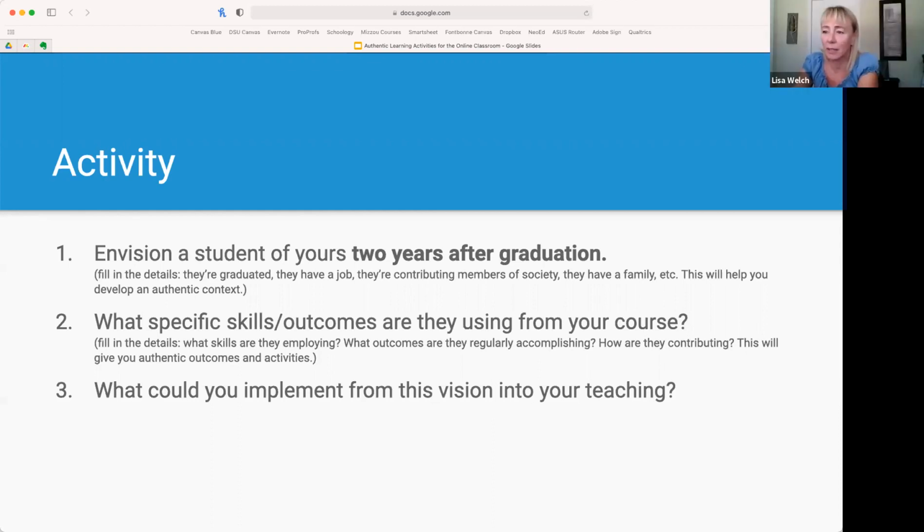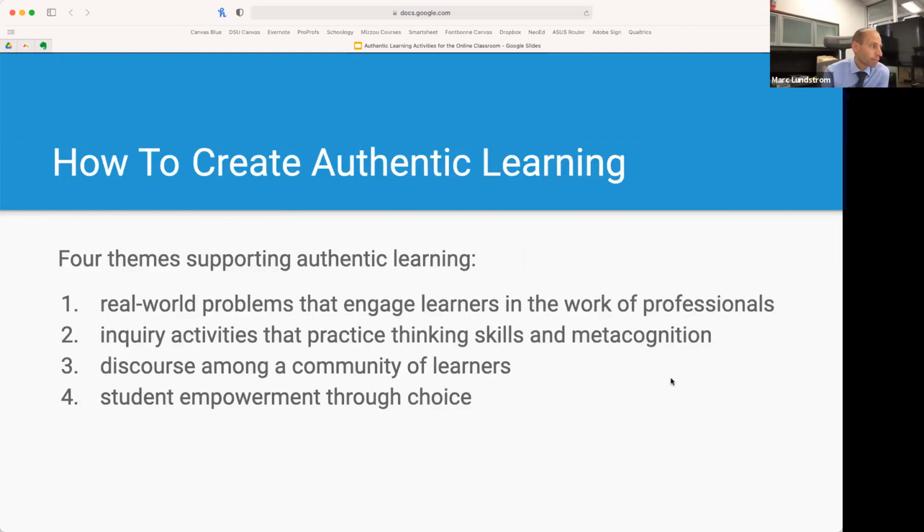So Mark, if you will switch to the next slide. So we're actually going backwards. We gave you that little activity to think about. Now we're going to look back at our four themes.